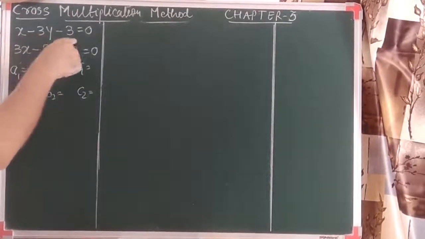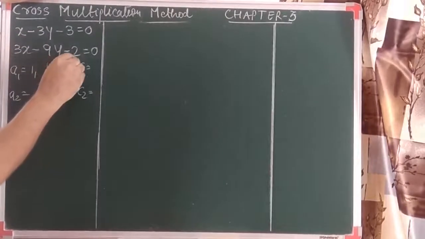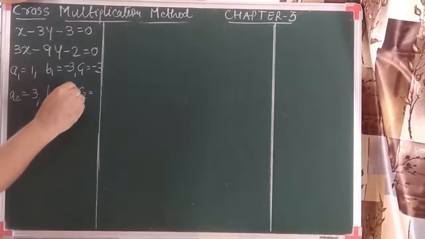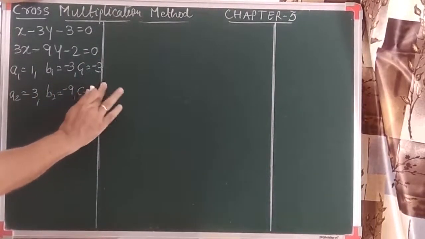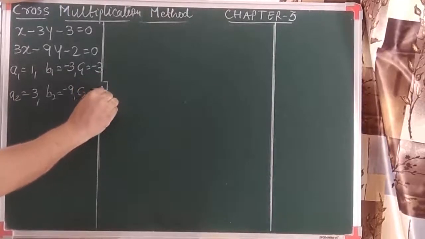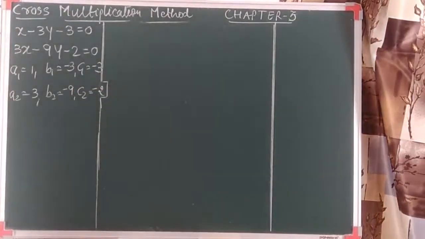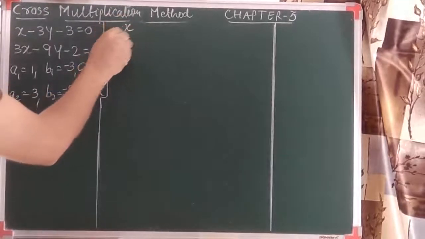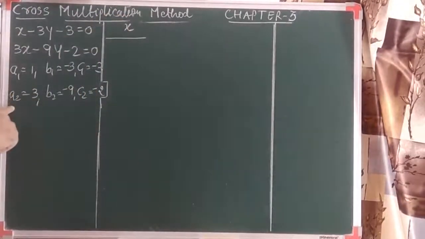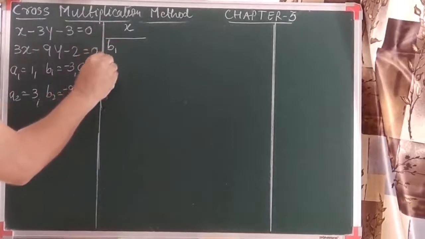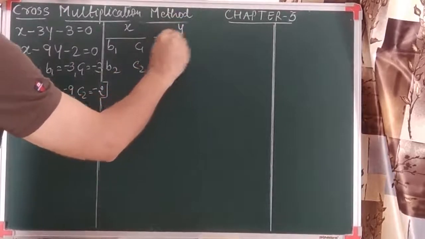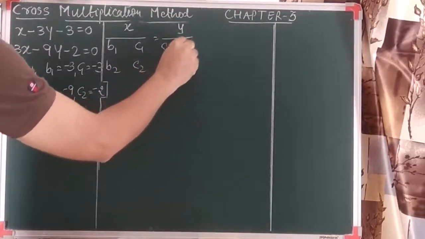So for the first equation, the coefficients are 1, minus 3 and minus 3. For the second it is 3, minus 9 and minus 2. So here you can see the coefficients we have written. Let us continue by the method, it's called cross multiplication method. So in the denominator of x, we won't write the coefficient of x. It is b1, b2 and c1, c2. The same in the denominator of y, c1, c2, a1, a2.